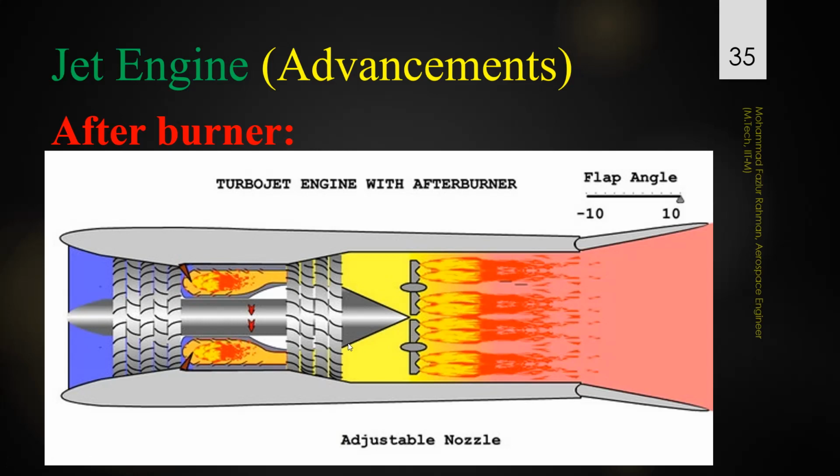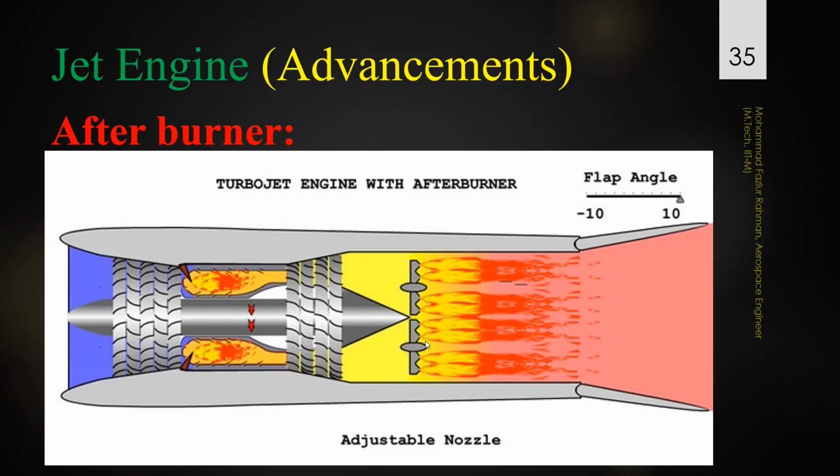This unburnt air can actually be used again by mixing with extra fuel and burning it. This can give high thrust. The thrust can be pushed up by at least 50%. So this concept is used to boost up the thrust when the requirement is there. This has a drawback: in this case the efficiency of the engine comes down drastically.